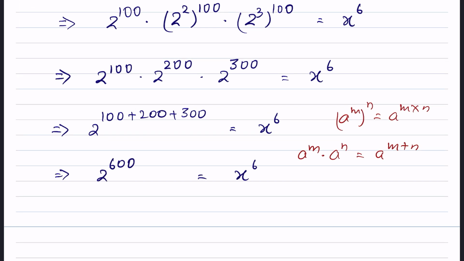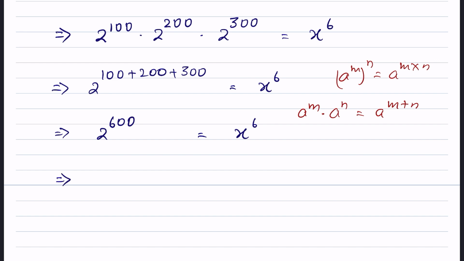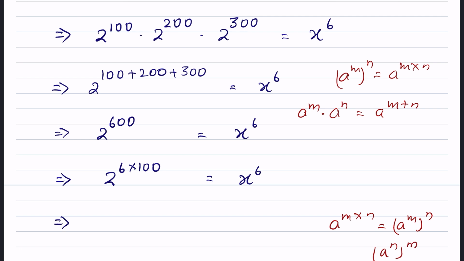Now 2 to the power 600, this we can write it as 2 to the power 6 times 100 is equal to x to the power 6. Now when a to the power m times n, this we can write it as a to the power m whole to the power n, and also a to the power n whole to the power m. So here we can write 2 to the power 100 whole to the power 6 is equal to x to the power 6.